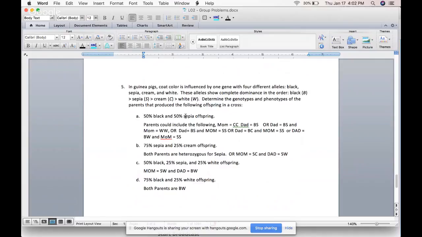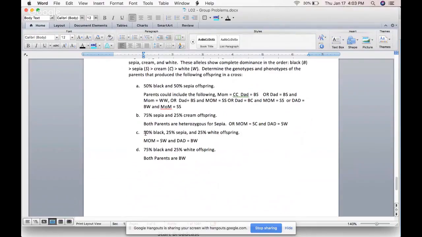So if they're half black and half sepia, parents that could be included could be mom, which would be a sepia, a double C, and dad black, or a B and S. That would produce 50 and 50. Or you could have all these other combinations, but any of those would work.